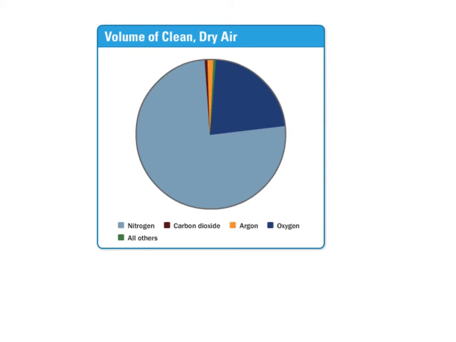So taking a look at this graph here, what we're showing is the volume of clean dry air. If we went out and collected a sample of clean dry air, what the dry means is we take the humidity out of it, and what the clean means is we take the pollutants out of it. What we would end up with naturally is this graph here, and this shows us what our different percentages are of the components that make up our air.